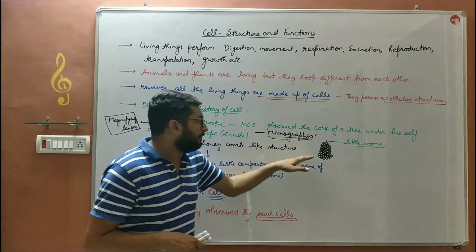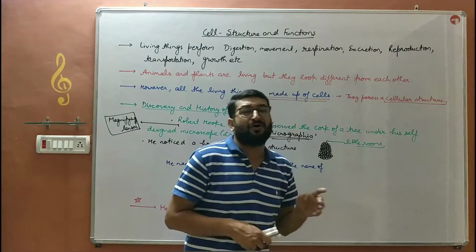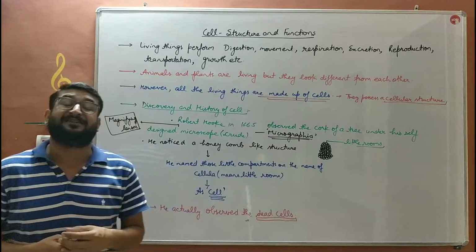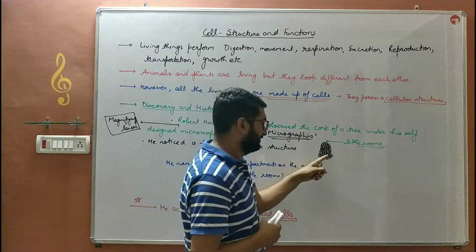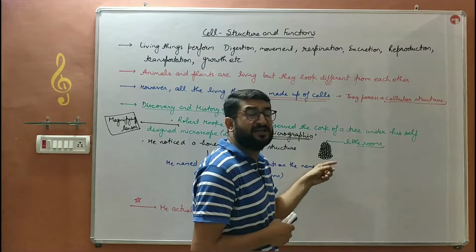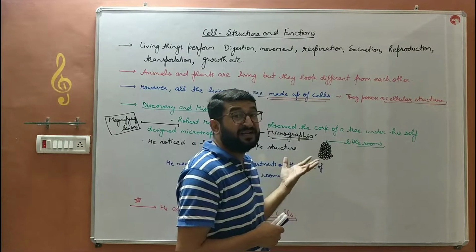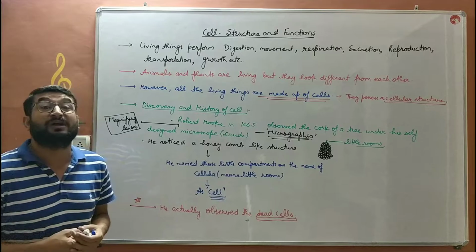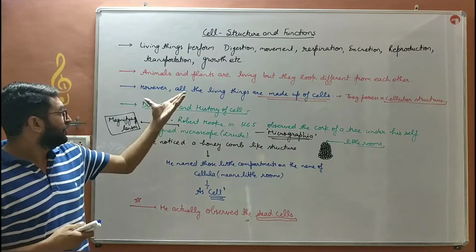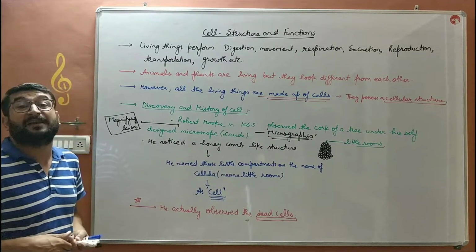Actually, Robert Hooke discovered the cork, and cork is dead cells. Cork is made up of dead cells. These are just the cell walls, beta. What he observed was only cell walls. The living content of that cell was actually dead, was destroyed, degenerated. So he actually observed a dead cell.